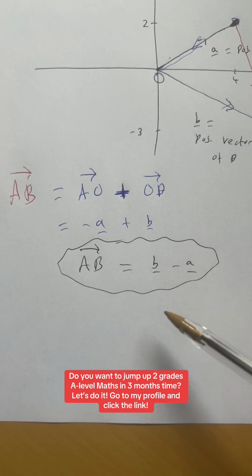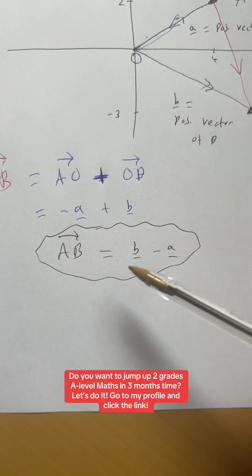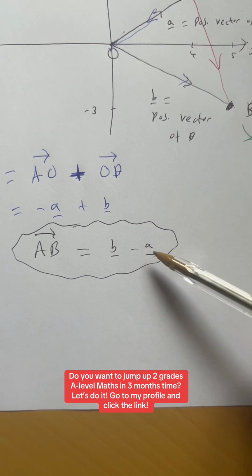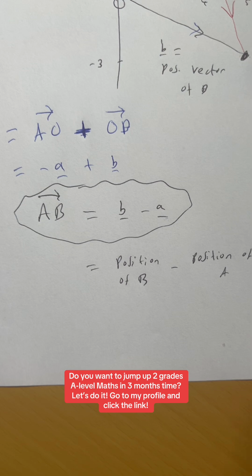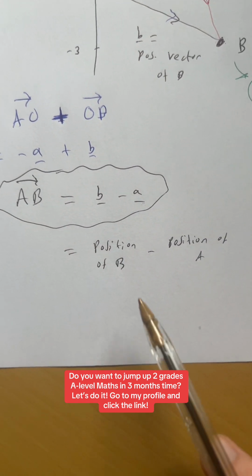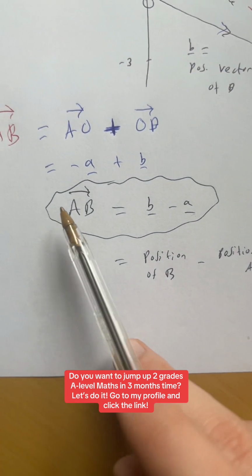So what I want you to see is that the vector A to B is the position of B, take away the position of A. So you can use this fact in any question you like. So the vector A to B is the position of B, take away the position of the first letter A.